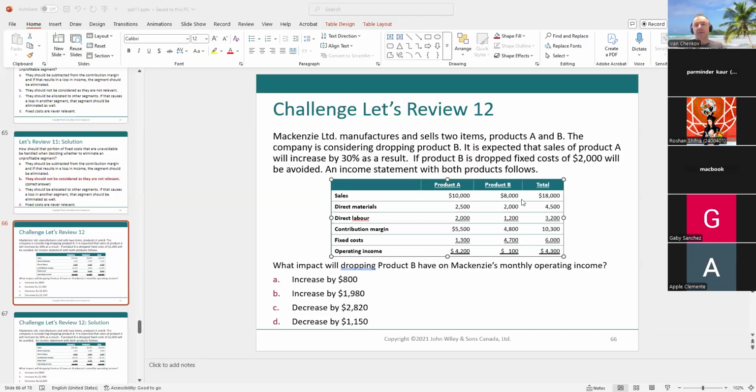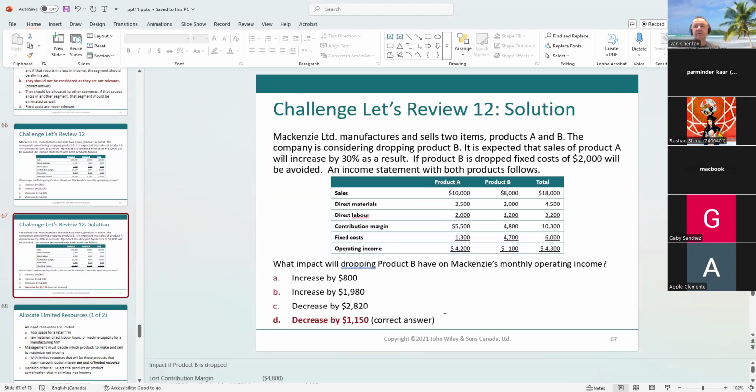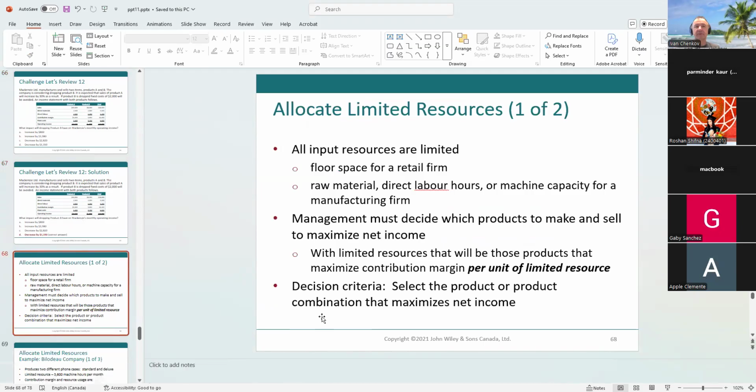So let's see the slides. What's going to happen? What is our answer? Do we have it as an answer? Yes. D. Okay, that's exactly what's going to happen. We're going to decrease by 150.